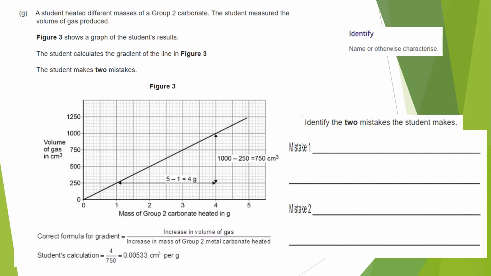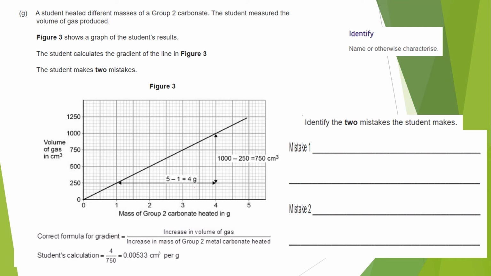The next command word is identify. Now, identify just basically means name or categorize. So in this question, it's asking you to identify 2 mistakes that the student makes. So you've got to look at the graph, look at your data and say, okay, what is going on here? You see the correct formula at the bottom that they should have used to work out the gradient. And you can see, first of all, the first mistake is this one here.